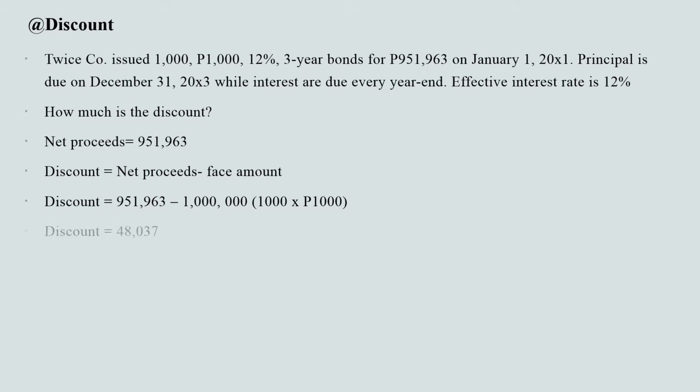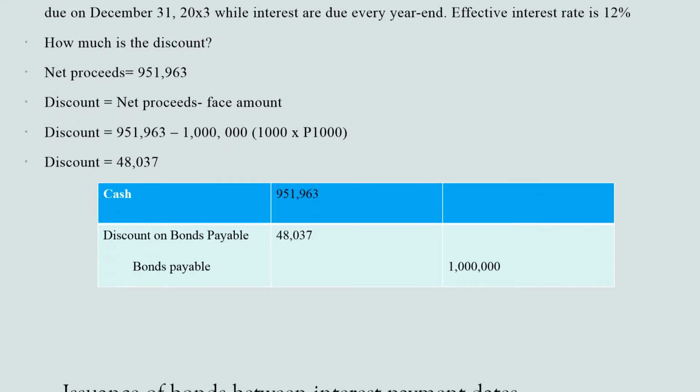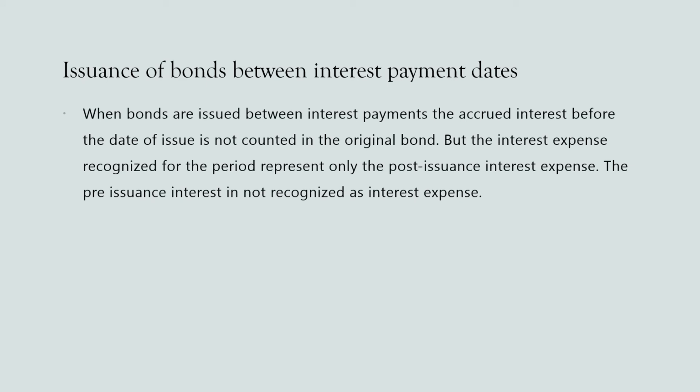Issuance of bonds between interest payment dates. When bonds are sold on dates between the interest payment dates, the issuing corporation collects from investors the interest that has accrued since the last interest payment date. And when the next interest payment date arrives, the corporation pays the bondholders interest for the entire interest period.